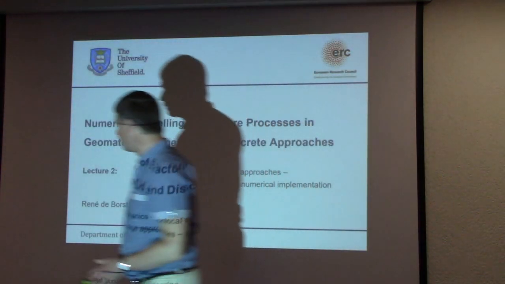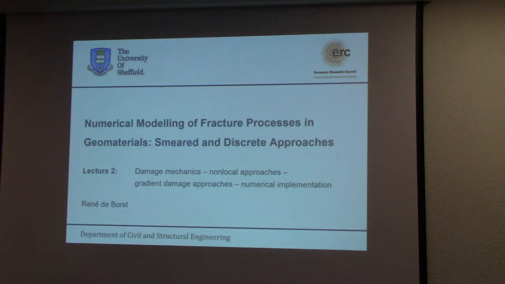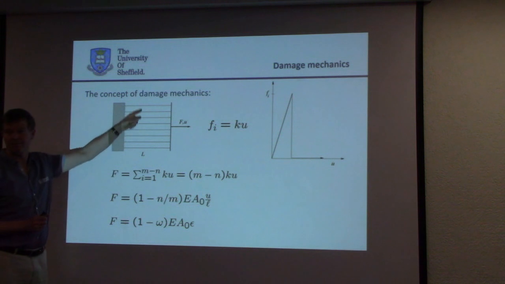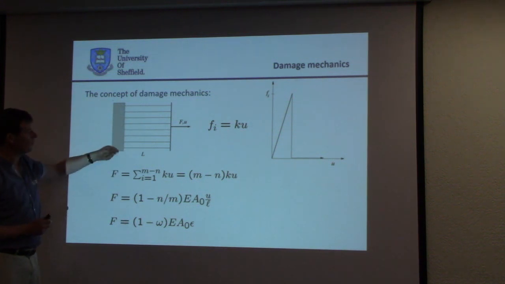So, second part. What I'm now going to talk about is damage mechanics, also called in the French school the local approach to fracture, non-local approaches, gradient damage approaches, and how you do this numerically. Now, the simplest possible damage model is just a bunch of bars. So here we have a wall.